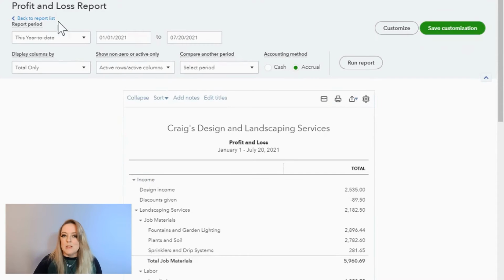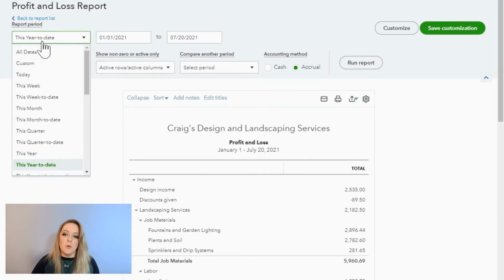QuickBooks tries to be really smart, and it tries to figure out how you use it. So based on your usage, it tries to default what you're going to look at next. In this particular case, it's reporting on year to date. You have several options for your reporting period. Because again, from the basics of financials, your profit and loss is over a specific period of time. You're looking at a snapshot, a summary of what's happened in that period of time. So your period can change.